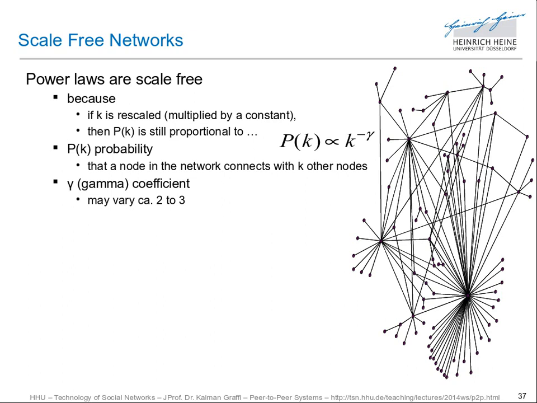This means that there are only a few nodes with a high node degree, but most nodes have a low degree. You can see this here. We have very many of these edges, these leaves, and they have only one connection, for example, and we have only one node with a very high node degree.